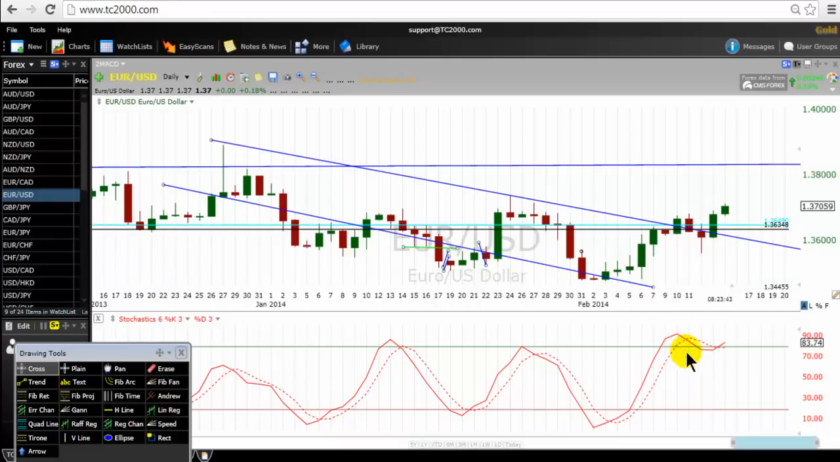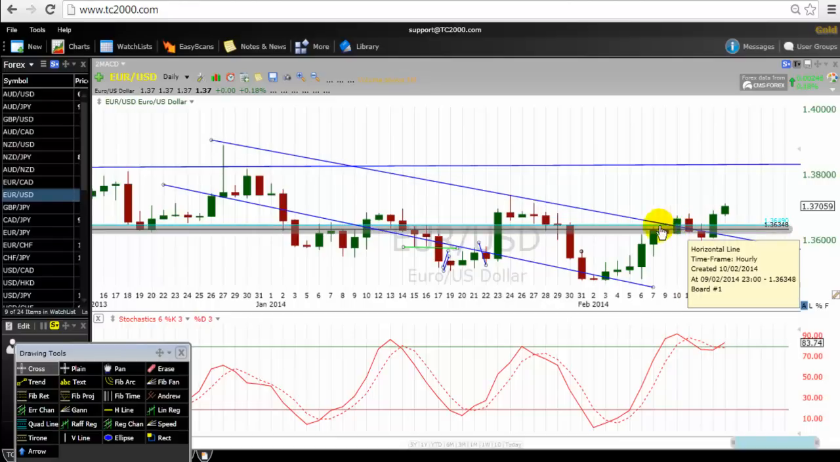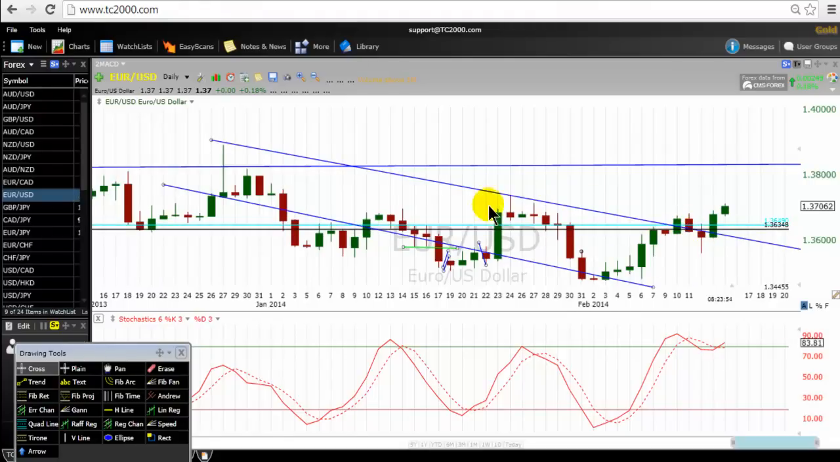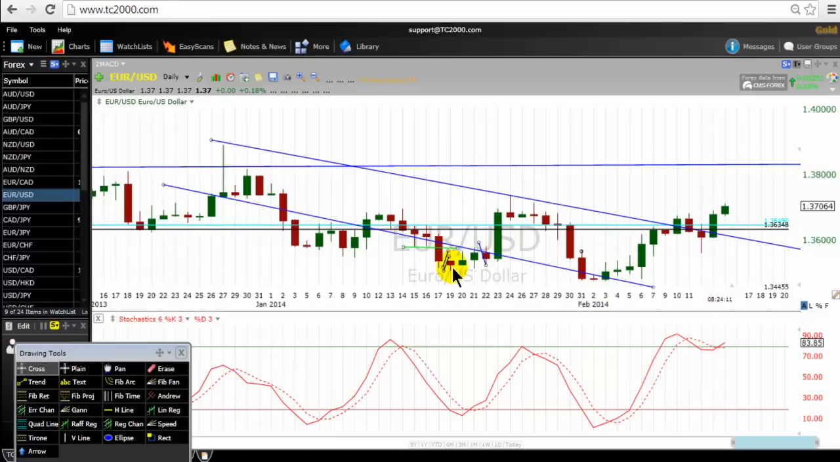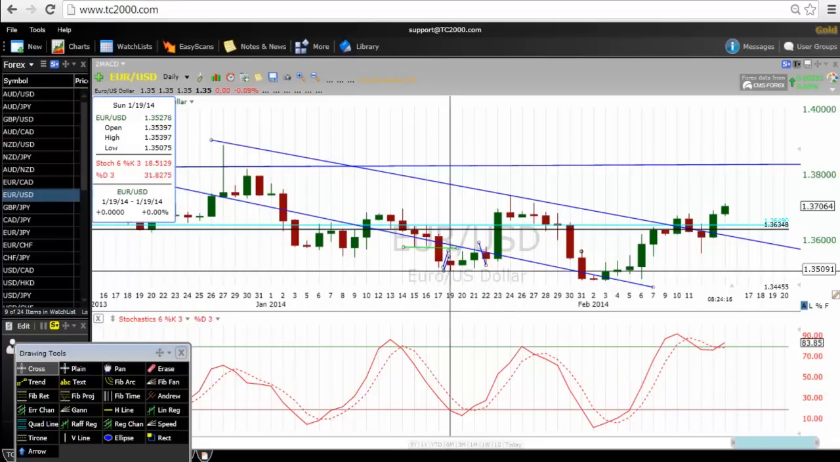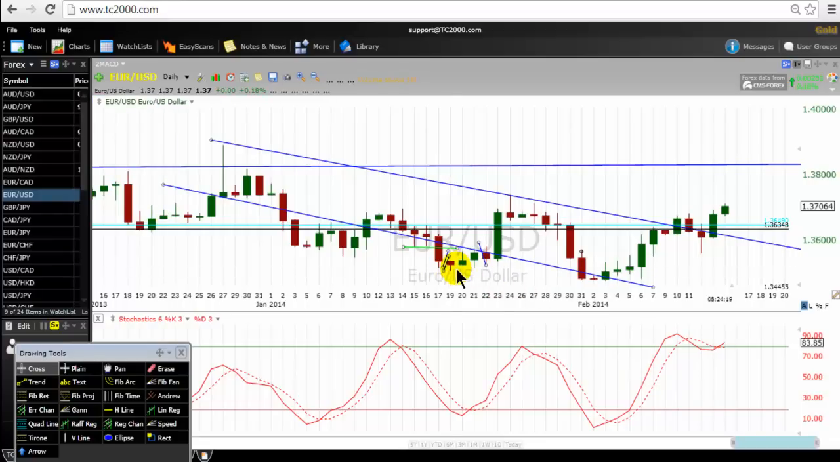You can see that the stochastic here is overbought, and the price was touching the upper end of the declining channel. Now, traders will look for opportunity to sell here because the price is still in a declining channel. But always, when the price is in a declining channel and you want to sell on the edge like this, you must always compare the last low to the previous low. Very important. If we compare this previous low and this one here, not a very big difference.